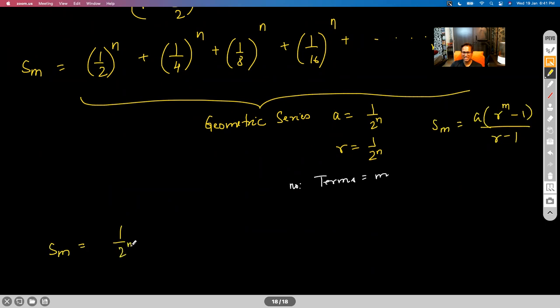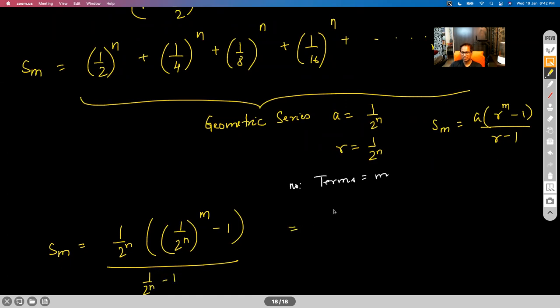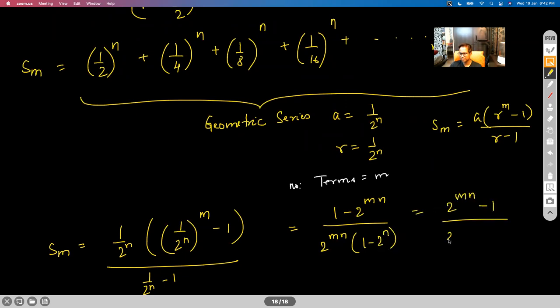In light of this, I can write it as 1 by 2 to the power n, common ratio is this, whole raised to the power m, minus 1. On simplification, this will give you 1 minus 2 to the power mn divided by 2 to the power mn, times 1 minus 2 to the power n, which you can also state like this. Both are the same thing. This is going to be your answer to this particular question. Is it fine? Any questions, any concerns?